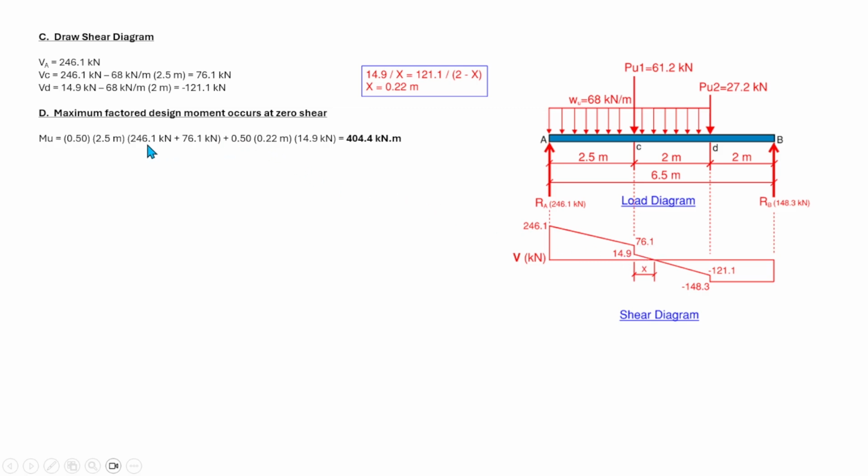So that is 246.1 plus 76.1, plus the area of the small triangle here, that is 0.5 times 0.22 times 14.9, and the total area is equal to 404.4 kilonewton meter. So that is our maximum moment, located at the zero shear.